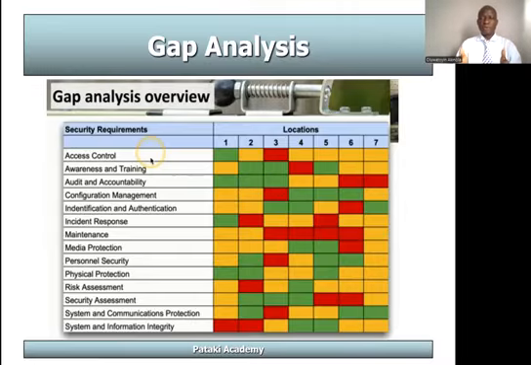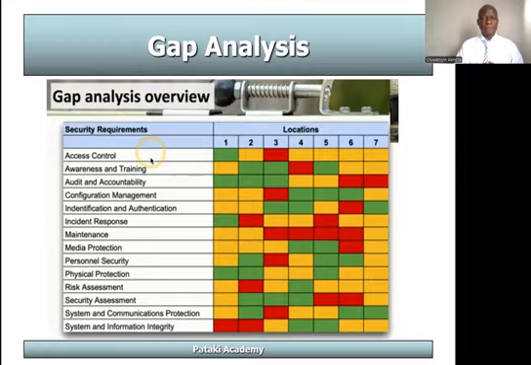This diagram on the board shows a company having 7 branches or locations. For their access control, the blue means that their access control is almost perfect, almost 100% sure, in location 1. In location 2, it's not really up to the standard they're expecting. But in location 3, it is very poor. So they need to work on it. All other locations, 4 to 7, show that they need to work on their access control.